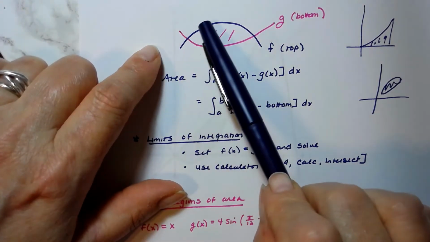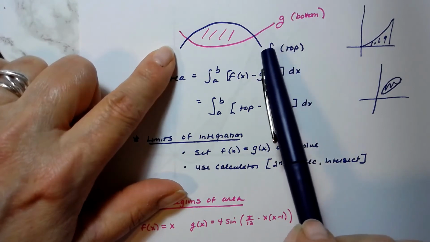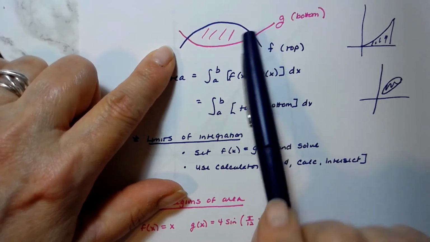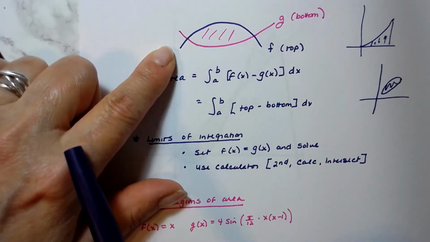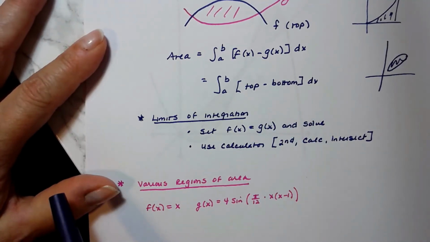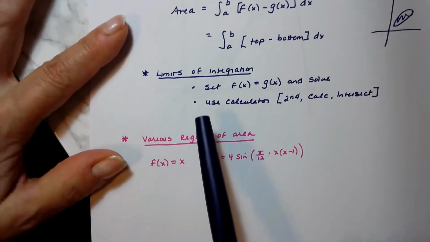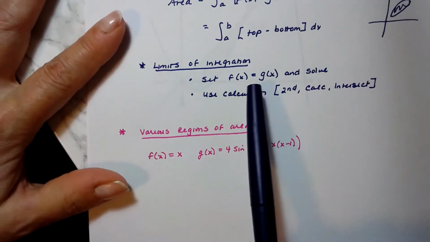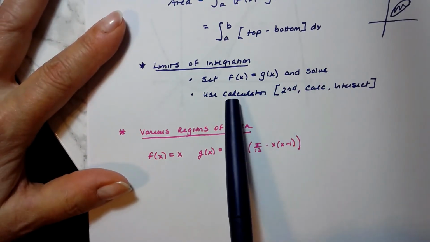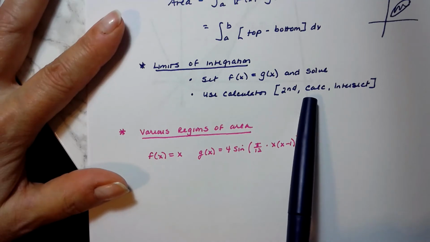In this case, f is the top curve, maybe it's negative x squared or something like that, and g is below it, so it's the bottom curve. So in general, it's always going to be top curve minus bottom curve for area between two curves. Set your functions equal and solve for x to find your limits of integration, or use a calculator if you need to.